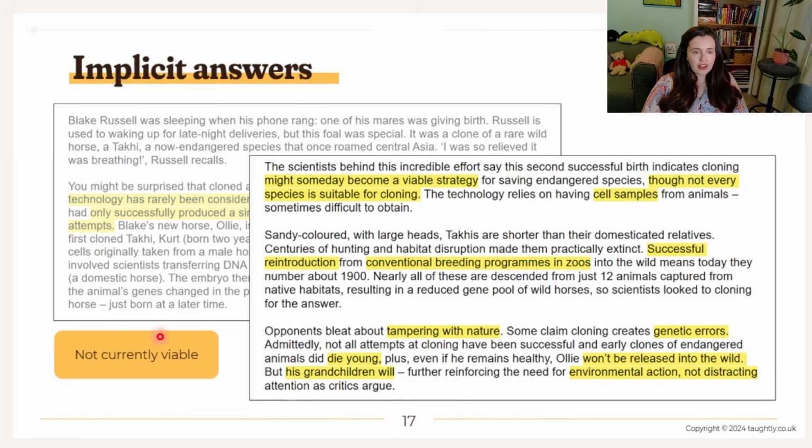For the next one, the fact that it's not currently viable, here they say that it might someday become a viable strategy. Well, if it might someday become viable, that means that it's not viable now. So we had to use our brains here. And that it detracts from environmental action. This final line here, reinforcing the need for environmental action, not distracting attention as critics argue.